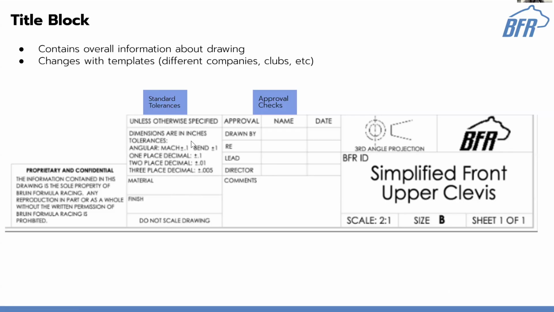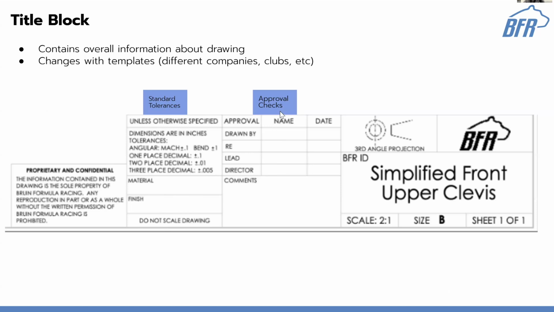This is the standard tolerance box. This will pretty much say, if I don't specify a tolerance, and I'll talk a bit about tolerances later, this is what you can refer to in general if there's nothing specified. This refers to how accurate certain dimensions need to be.